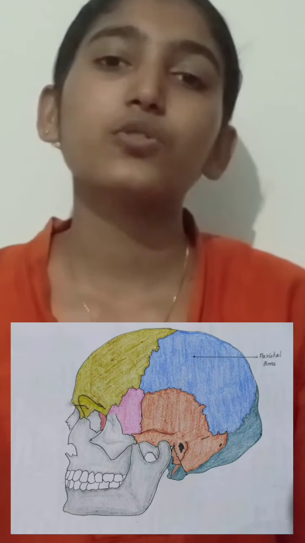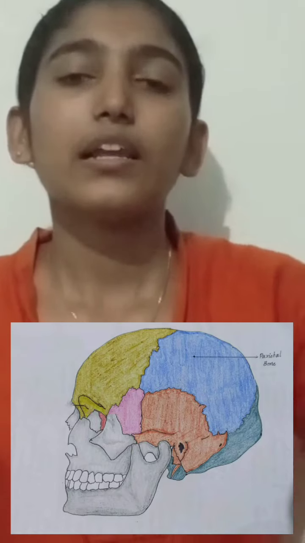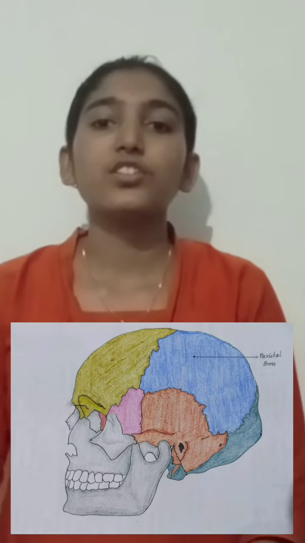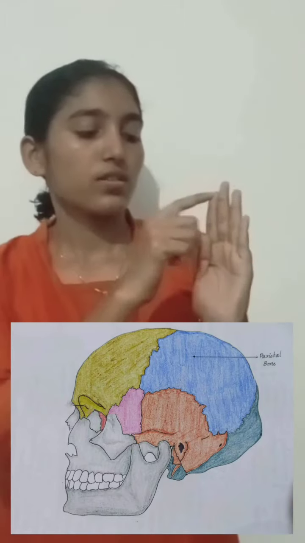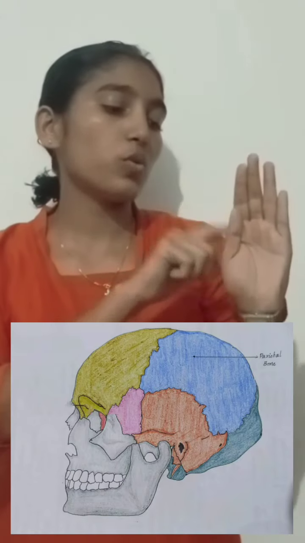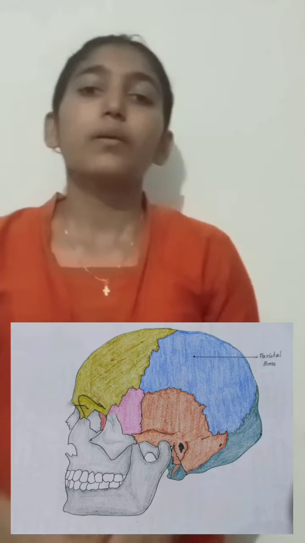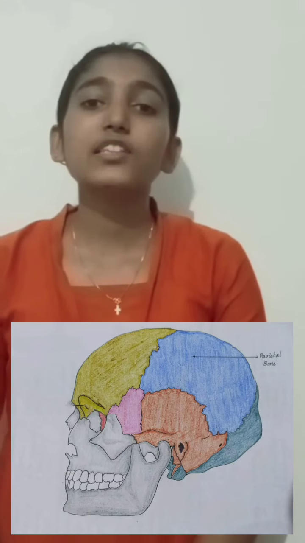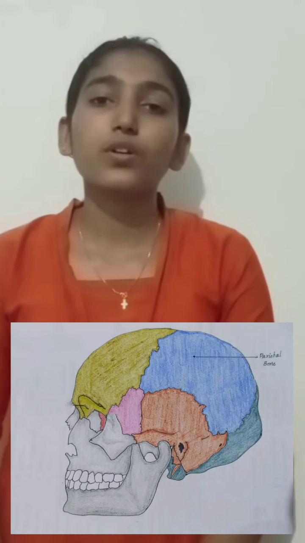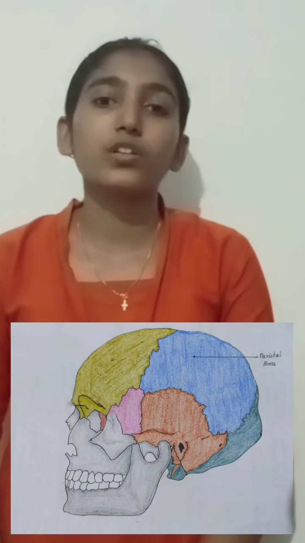The parietal bone is located at the posterior end of the skull near the midline top of the head, like this. It is quadrilateral in shape. It has 4 angles, 4 borders and 2 surfaces, externally convex and internally concave. The parietal bones meet at the midline and form the sagittal suture. It helps protect the brain and gives shape to the head.